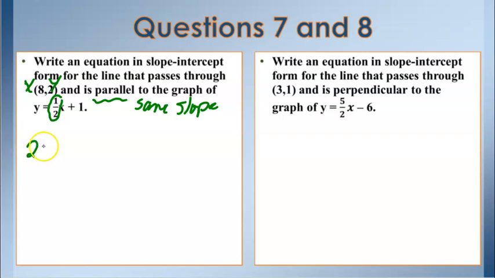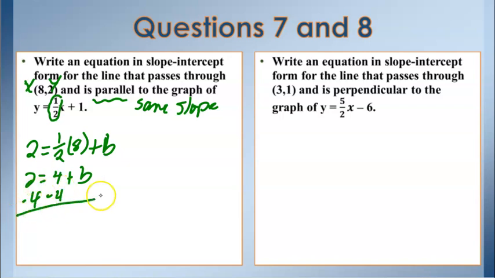So I'm going to have 2 equaling 1/2 times my x, which is 8, plus 1. So we have 2 equaling half of 8 is 4, plus 1. Actually, I don't need this plus 1. Sorry, this is plus b, because we have to find the new y-intercept. So this would be plus b. To get b by itself, I would subtract 4, and I would have b equaling a negative 2. So my equation that's parallel to the given line would be y equals the same slope of 1/2 x and a new y-intercept of -2.